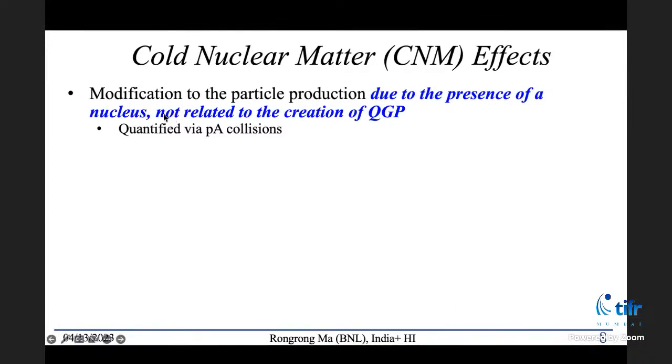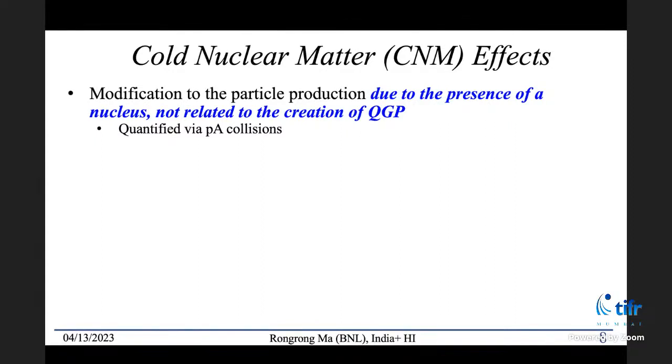We also expect to see a modification to the particle production just due to the presence of a nucleus. It's not because we have a nucleus-nucleus collision, and it's not really related to the creation of the QGP, which is the effect we're after. So in heavy ion collisions, there might be two effects we see. One is because of the QGP effects. The other one is because of the nucleus.